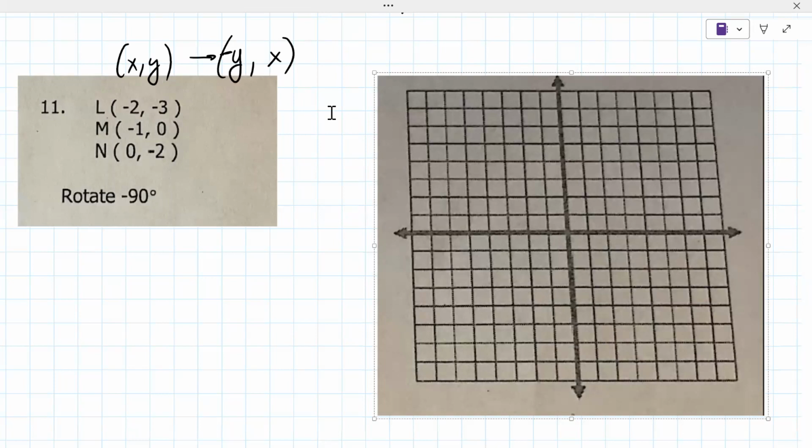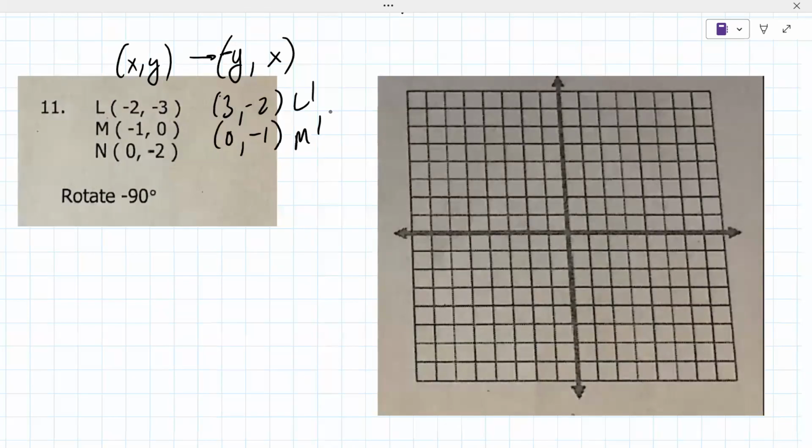L prime is 3, negative 2. M prime is 0, negative 1. Yep. And N prime is 2, 0. All right, good. Go ahead and graph those, please.